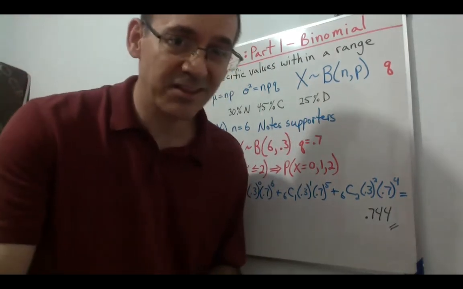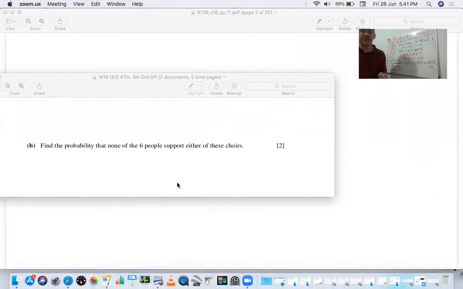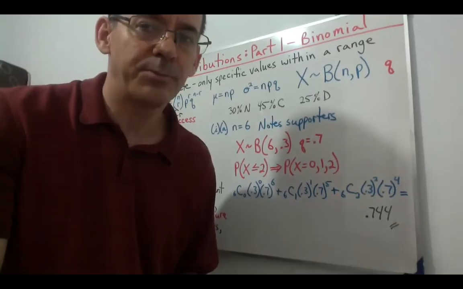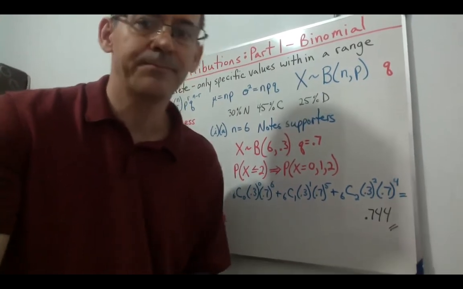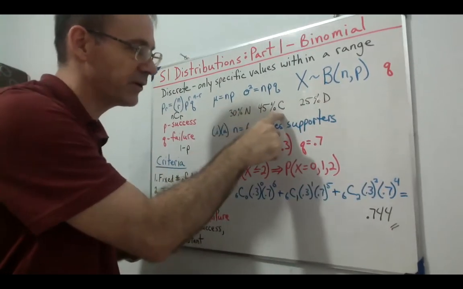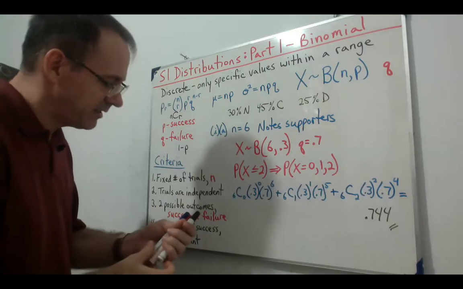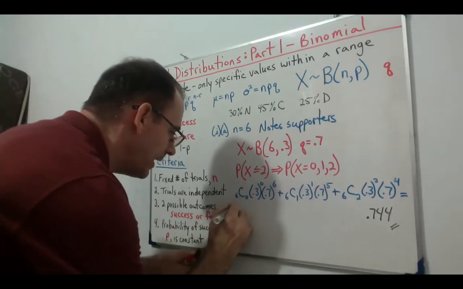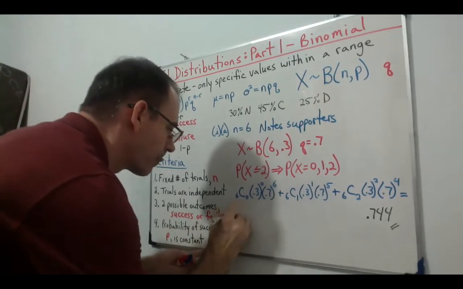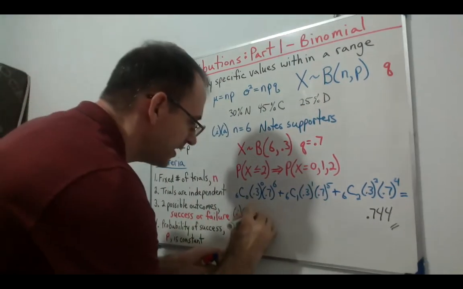Now let's go back and look at the second part of the question. The second part of the question now says, find the probability that none of the 6 people support either of these choirs. Okay, so none of the 6 support either one. That's going to be our don't. They don't support either one. I called it N for Notes, C for Classic, and then the other 25% don't support either one. So in this case, this one was 1A, 1B, we still have 6.